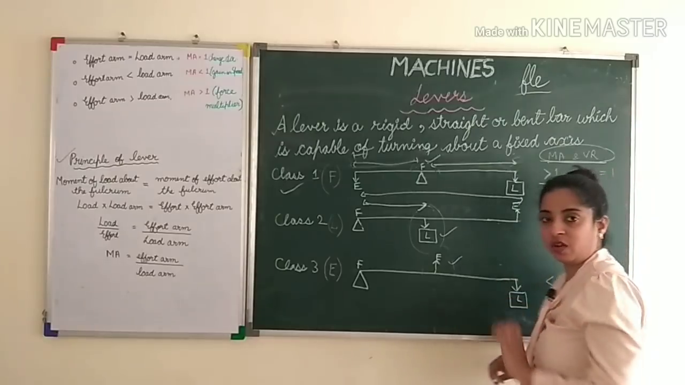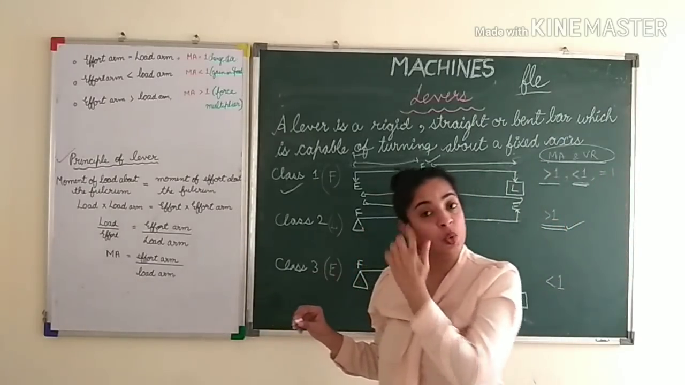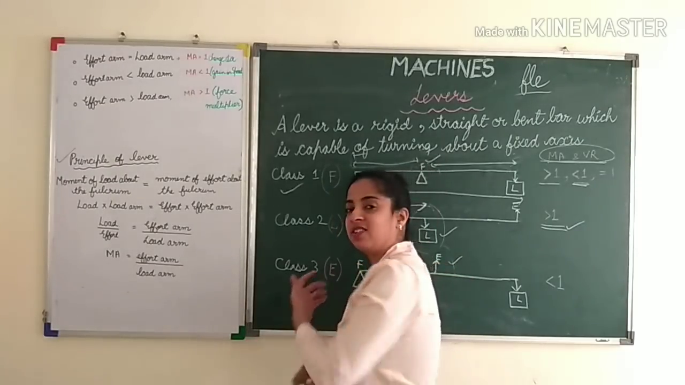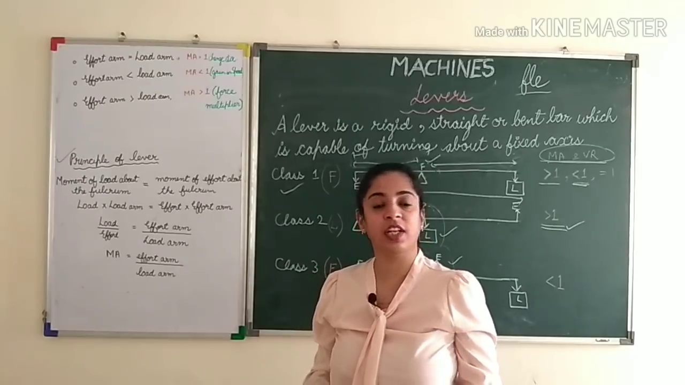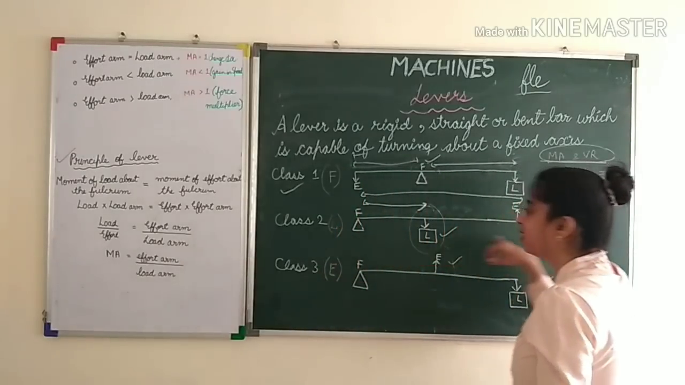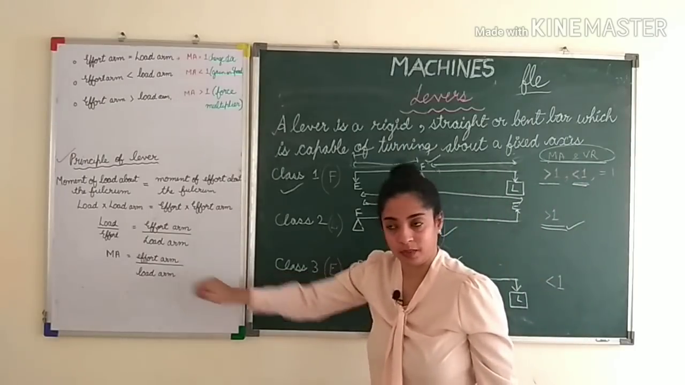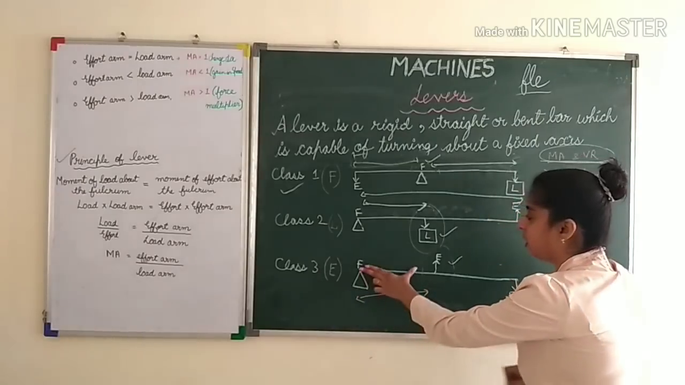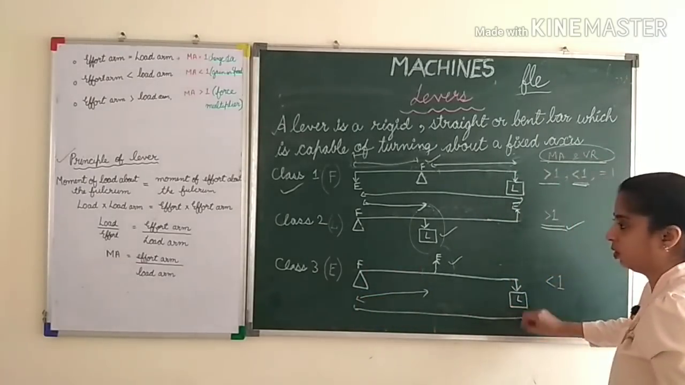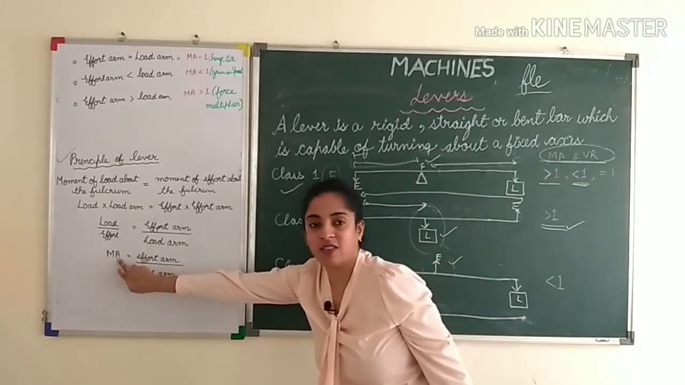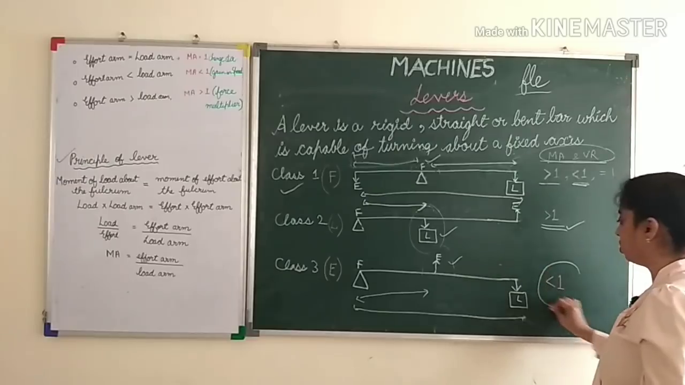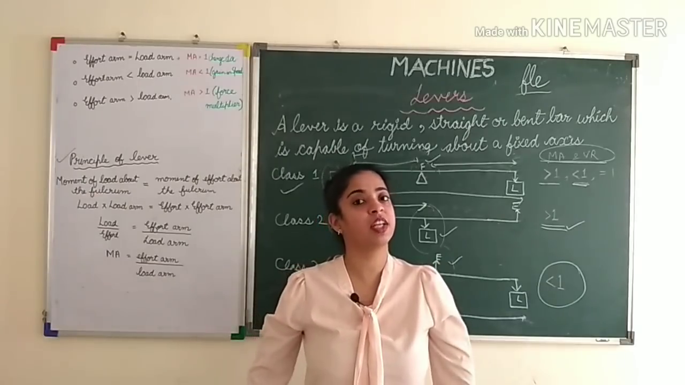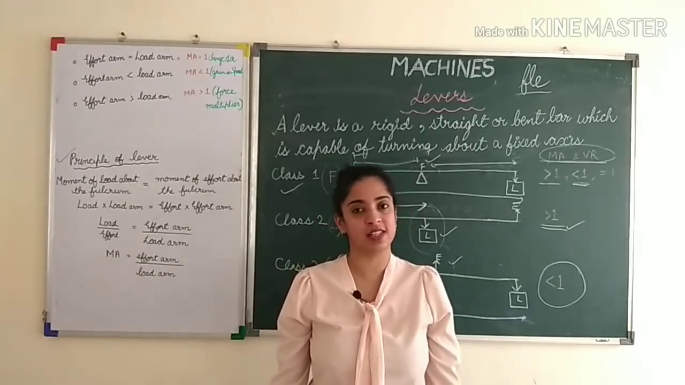This is the favorite question of the examiners: in class 2 levers, what is the mechanical advantage and why? Or in class 3 lever, what is the mechanical advantage or velocity ratio and why? So you have to explain it by drawing this diagram and writing this formula. Now in a class 3 lever, the effort arm is always smaller. This is the effort arm and this is the load arm. So if load arm is bigger, mechanical advantage will always be less than 1. So in class 3 types of lever, mechanical advantage and velocity ratio both are always less than 1.